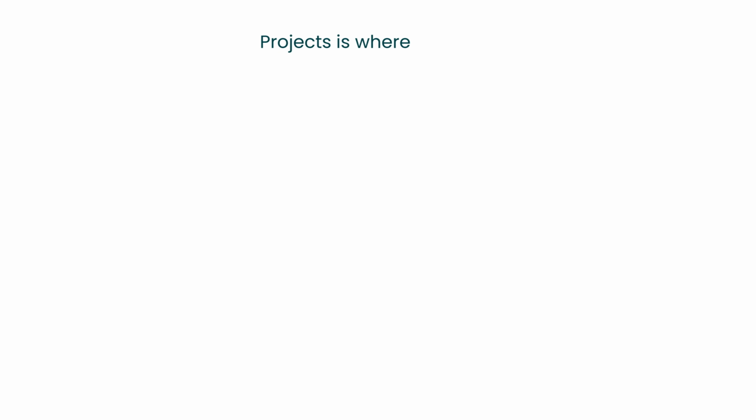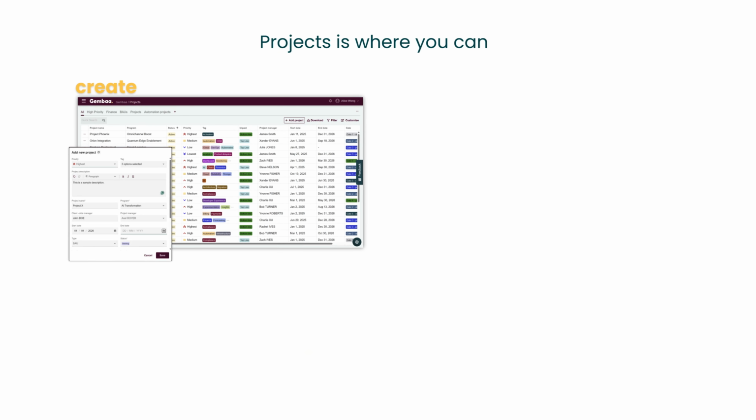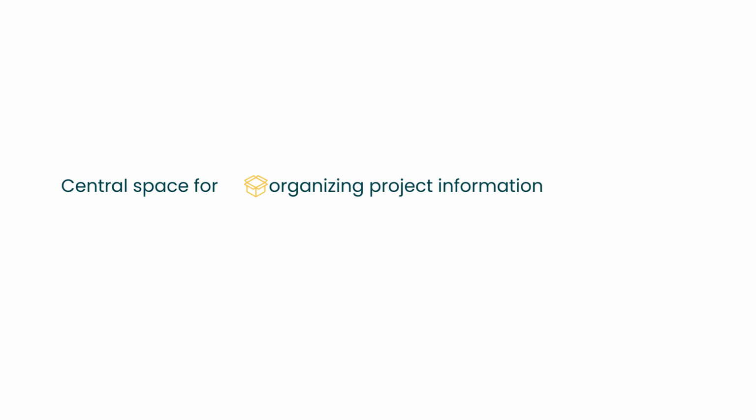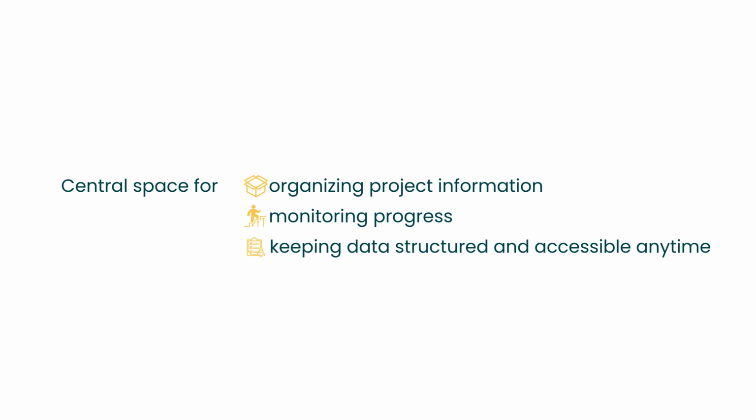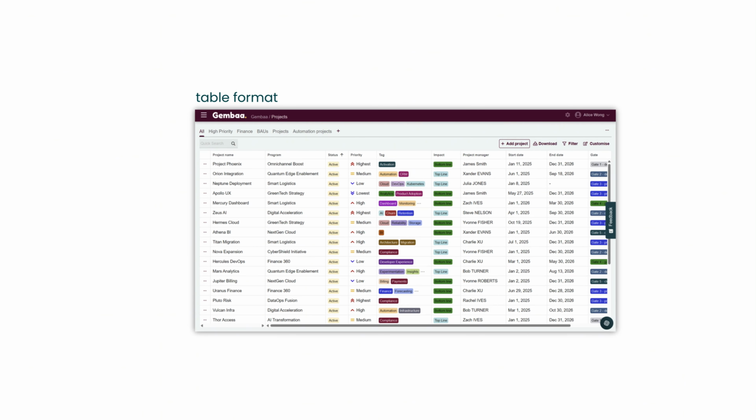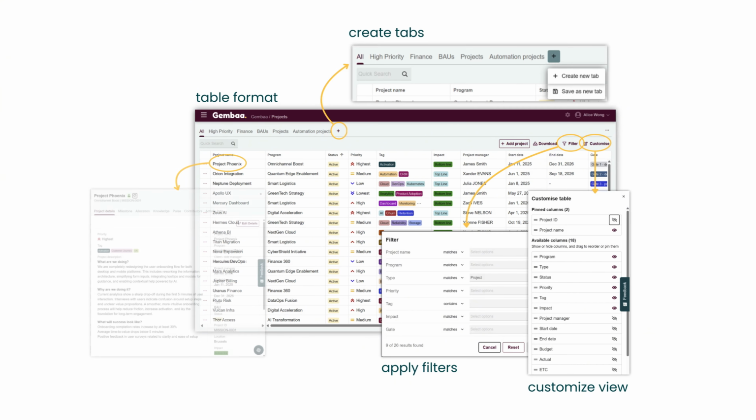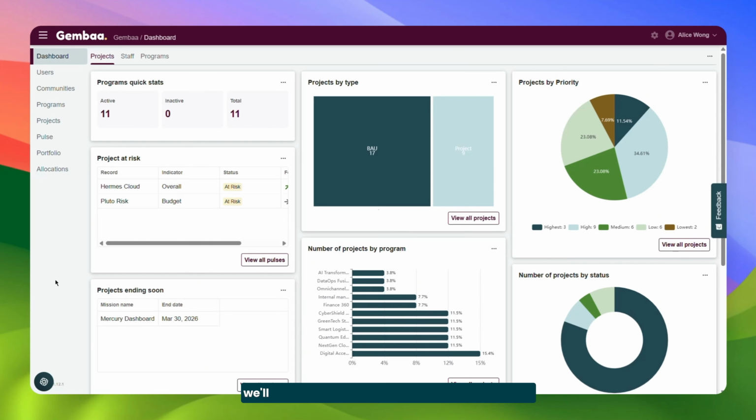The Projects module in Gembaa is where you can create, track, and manage all your project records. It acts as a central space for organizing project information, monitoring progress, and keeping data structured and accessible anytime. From here, you can view all projects in a table format, apply filters, customize your view, create tabs, and manage your project details. In this demo, we'll work through the basics of how you can use it.